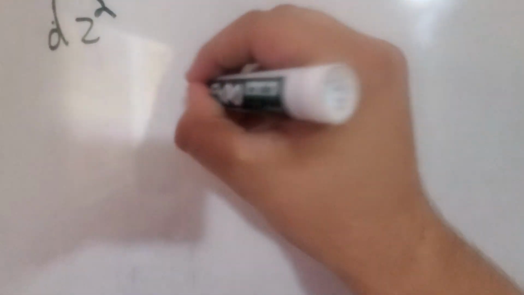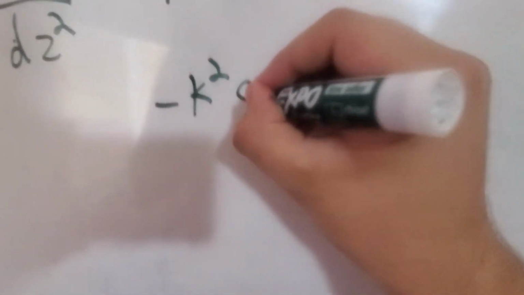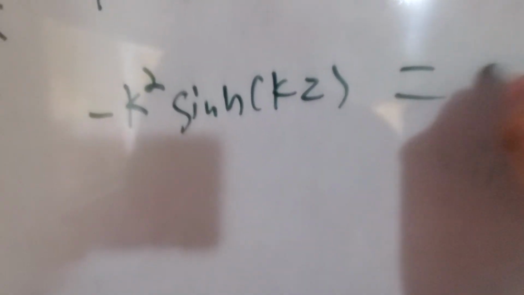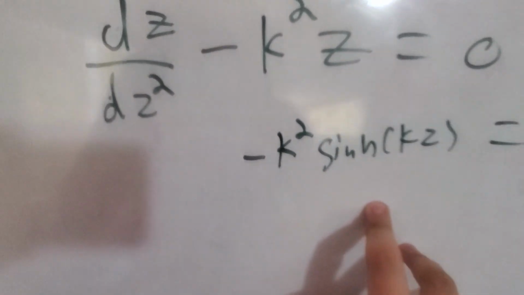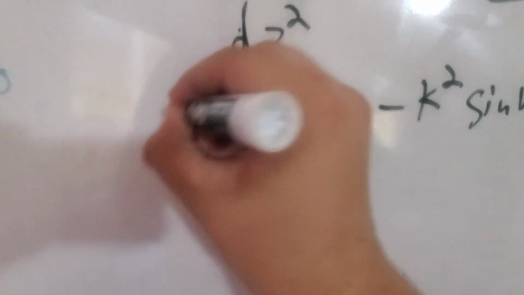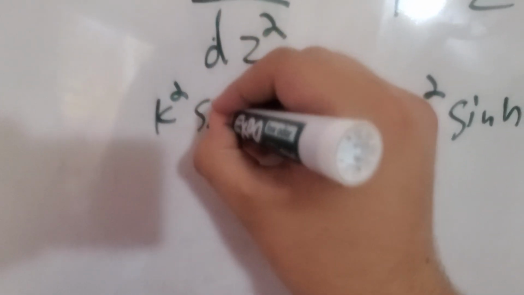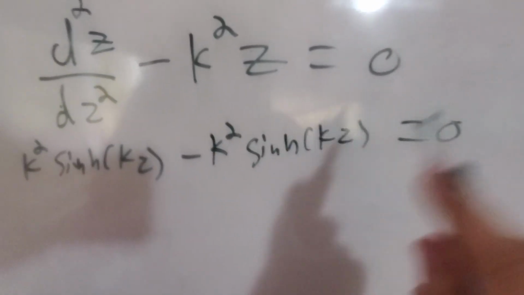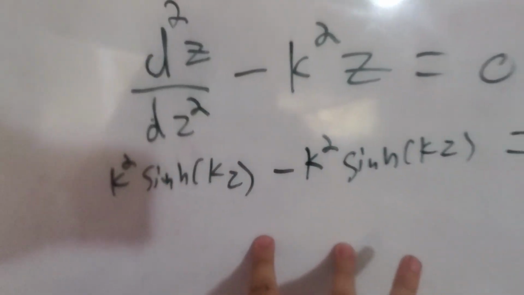So here we'll have negative k squared times hyperbolic sine kz. And the second derivative of hyperbolic sine is just itself, but multiplied by the constant, of course, k squared, hyperbolic sine kz. And as we see, this satisfies both this differential equation and the boundary condition. So we can use this one.